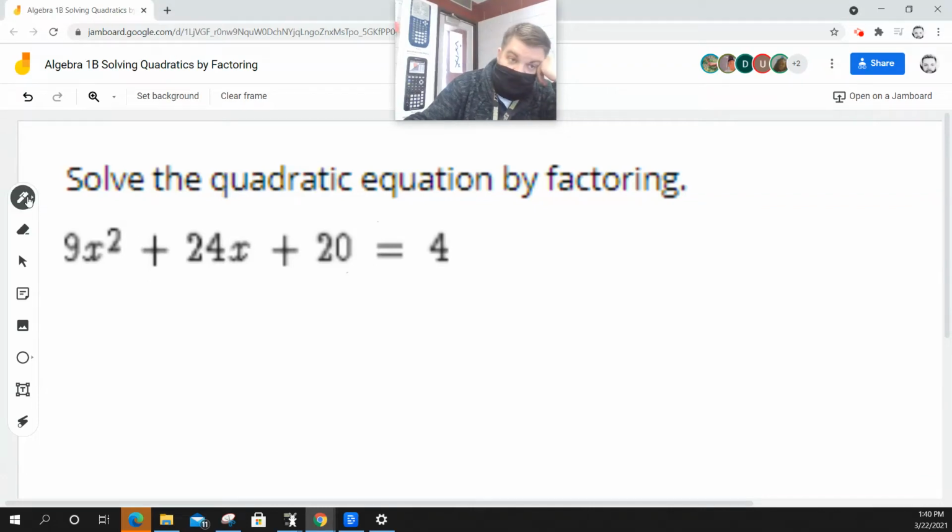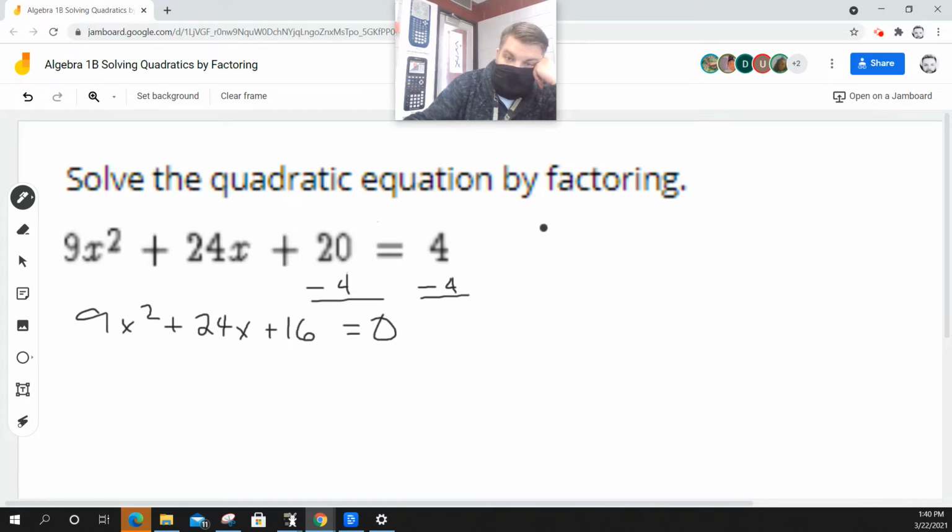All right. So just like the other problems, we're going to factor this. But before I do that, one thing that's different is I need to subtract 4 from both sides. Now, when I do that, I get 9x squared plus 24x plus 16 equals 0. So then remember that A is equal to 9, B is equal to 24, and C is equal to positive 16.